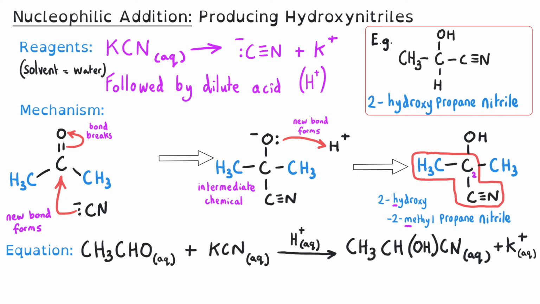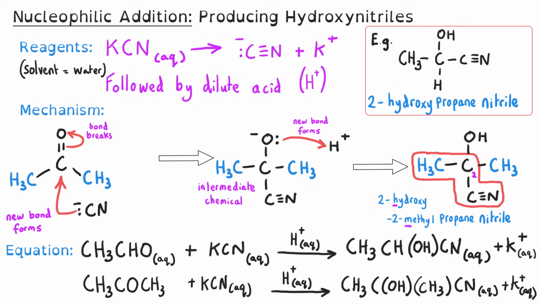And then an equation for this reaction would look very similar to the aldehyde reaction. The only two changes are we're showing the structural formula for propanone instead of ethanal, and then we're showing our organic product as being slightly different to the 2-hydroxypropane-nitrile. Now you can see that I'm giving priority to the nitrile by putting that in its normal form, and the methyl group along with the hydroxy group are shown as being in brackets.